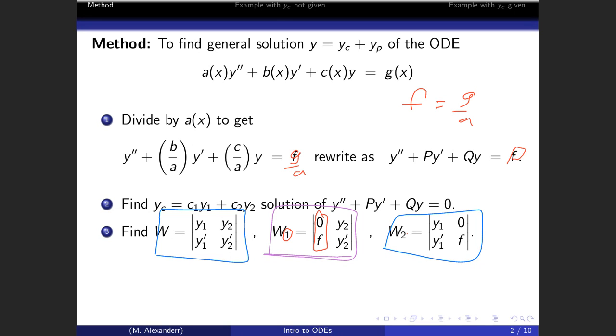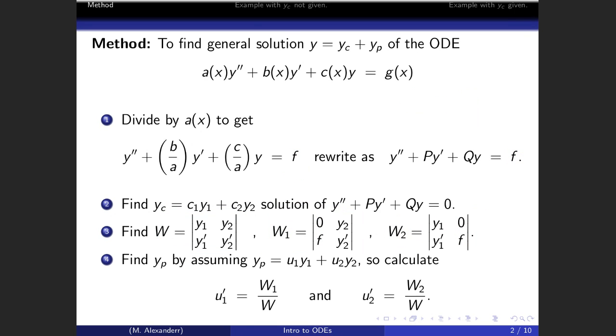And now the w2 is the same Wronskian from the very beginning, but we are replacing the second column with a 0 f. And so we calculate these things. So it's just a matter of putting into these 3 formulas, and then calculate the w, w1, w2. And now once we do have that, this is where the fun part starts.